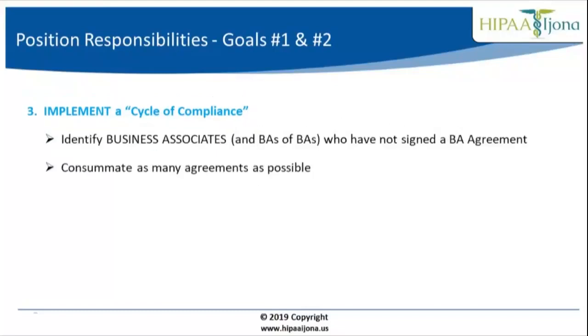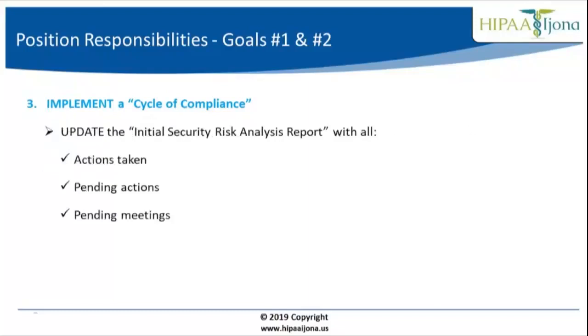You've got to identify business associates all the time. You need to constantly find out, do we have a contract with anybody else, any other department, okay, that they've signed a BA agreement. You need to know, or if they become a business associate, you need to make sure that there's a BA agreement, okay? And you need to do that as rapidly as possible. And then you need to update the initial security risk analysis with all actions taken, pending actions, and pending meetings.